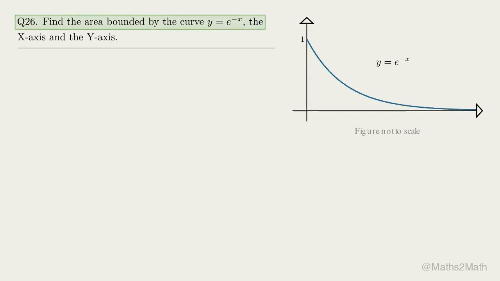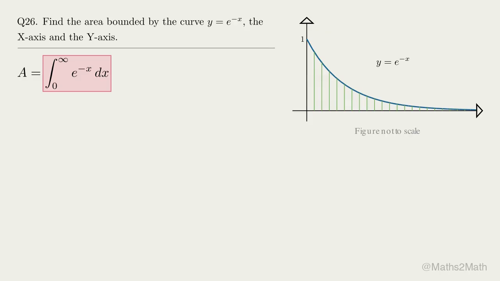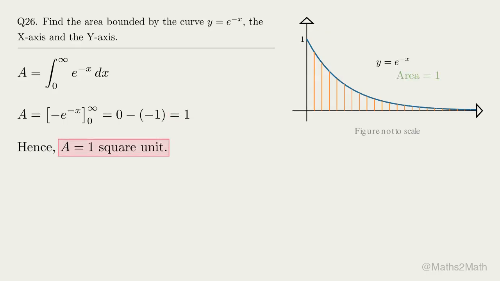Question 26. Find the area bounded by y equals e to the minus x, the x-axis, and the y-axis. What does this mean? The area under the decaying exponential from 0 all the way to infinity. The area is the integral of e to the minus x from 0 to infinity. The antiderivative is minus e to the minus x. At infinity it vanishes, at 0 it is minus 1. The area is 1. Hence, the area is 1 square unit.